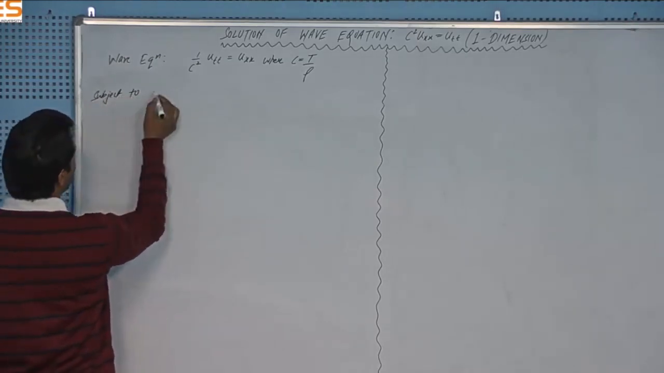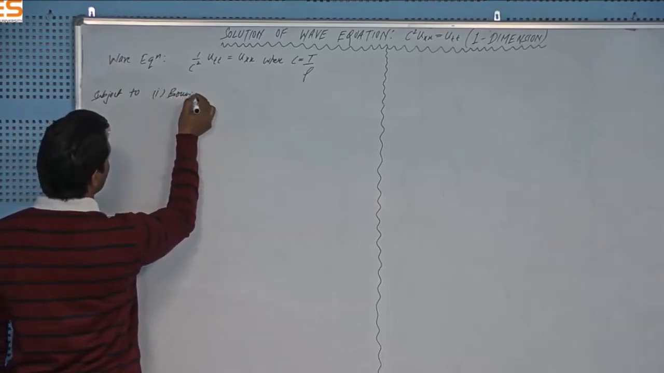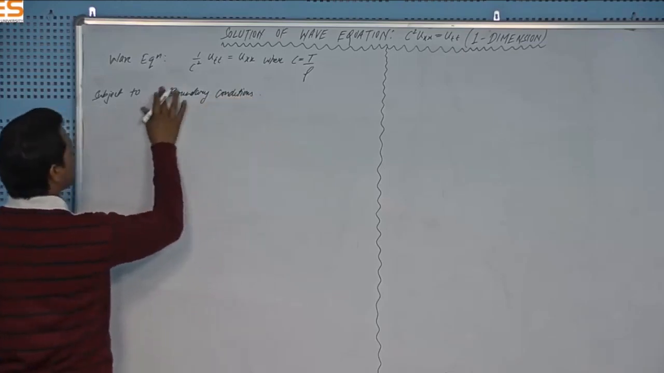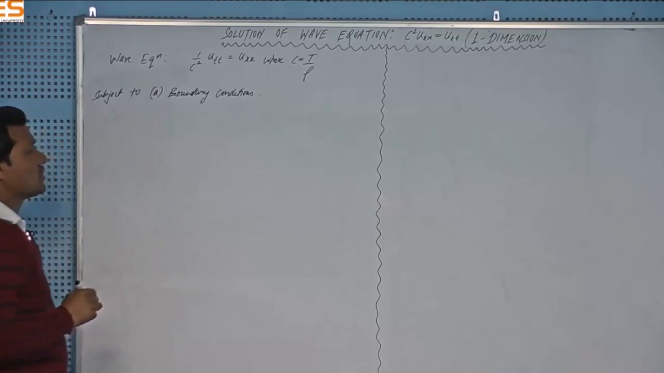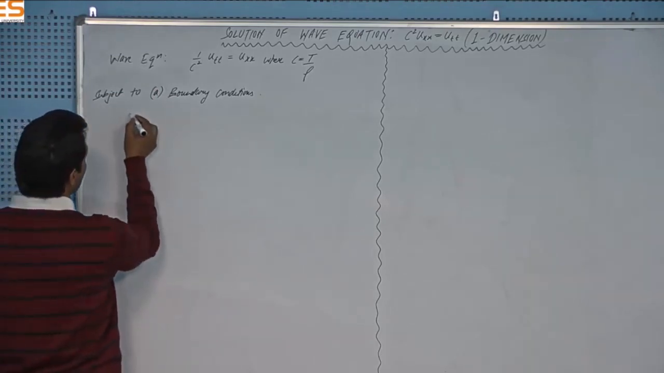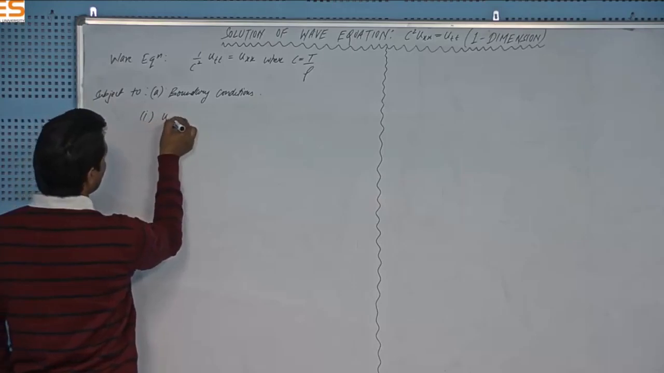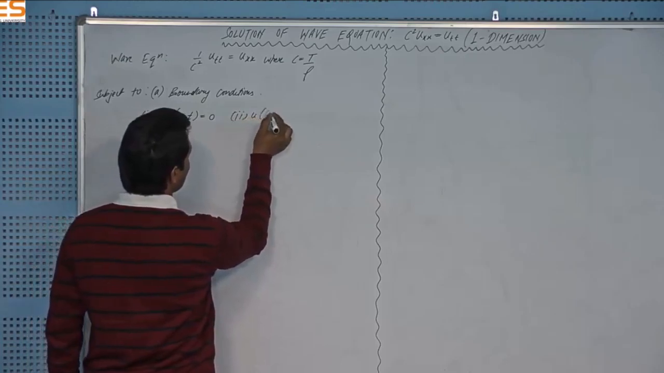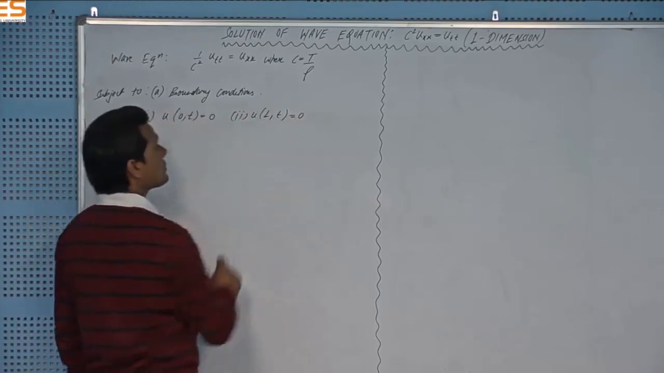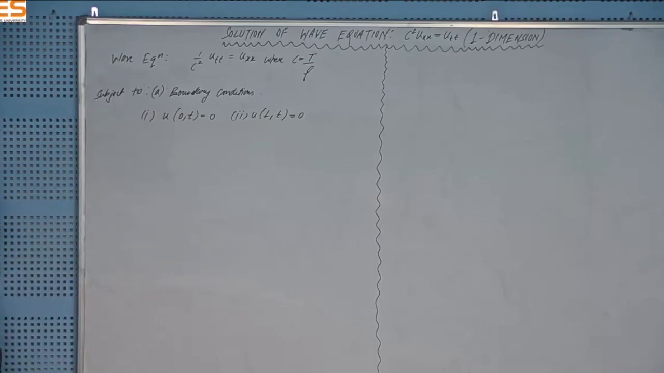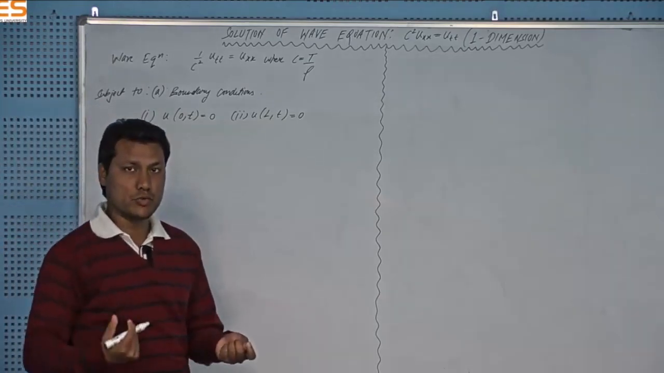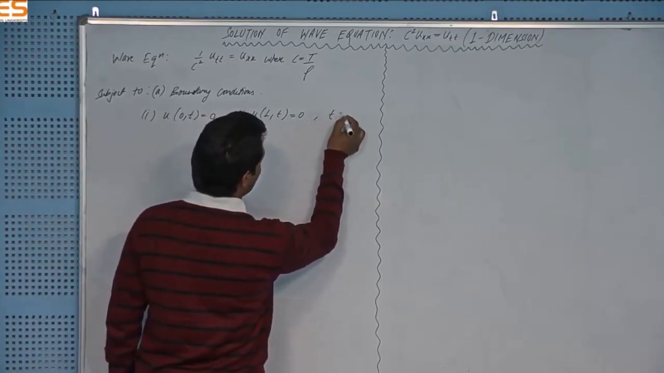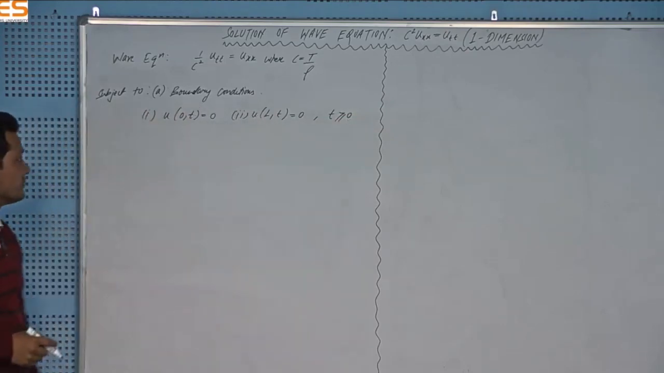the conditions. The first is boundary conditions, let me call it condition A. Those were, first, u(0, t) = 0, and the second condition was u(L, t) = 0. L was the length of the stretched string with both ends fixed at x equal to 0 and x equal to capital L, and t is obviously greater than or equal to 0. T stands for time.